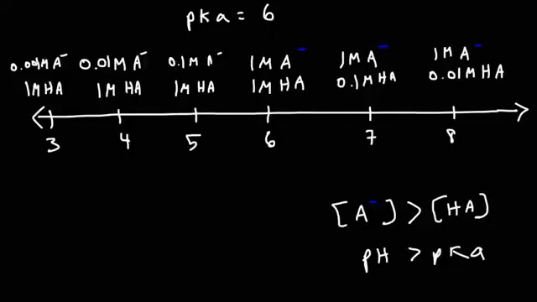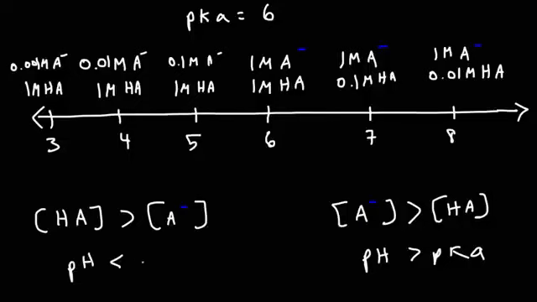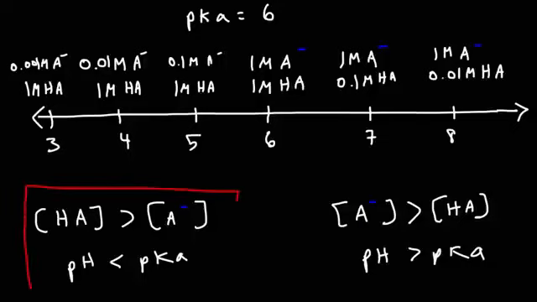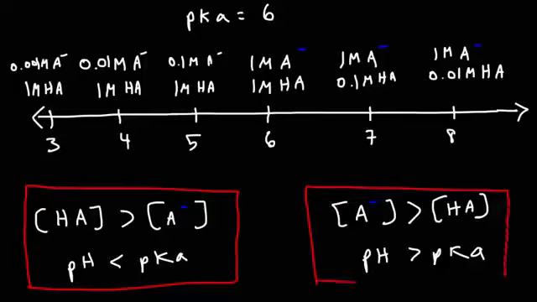So that's how you can determine the pH of a buffer solution conceptually, by looking at the ratio between base to acid or acid to base. And remember, if you have more of the acid than the conjugate base, the pH is going to be less than the pKa. And if you have equal amounts of acid and base, the pH will be equal to the pKa whenever you have a buffer solution.